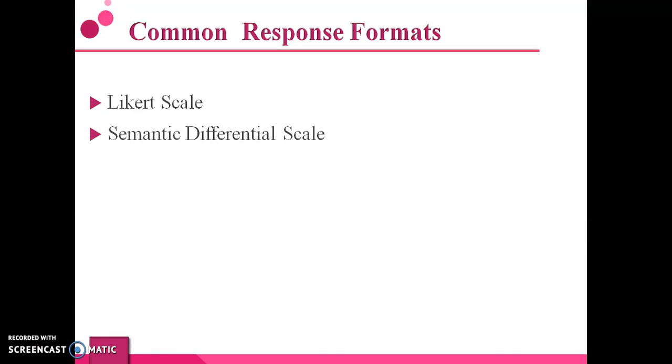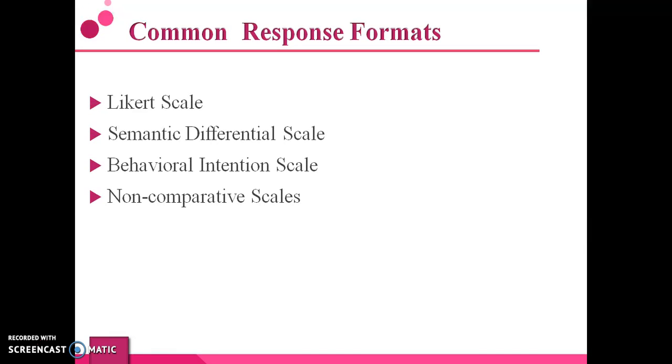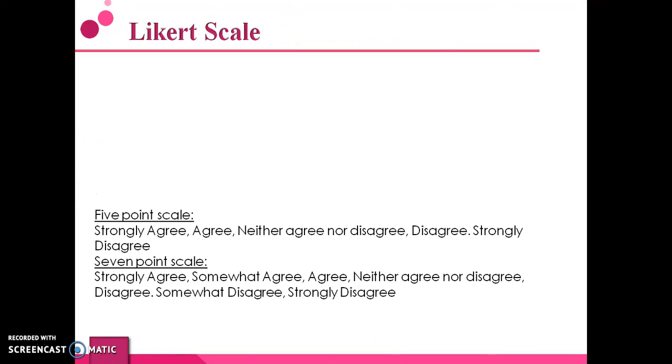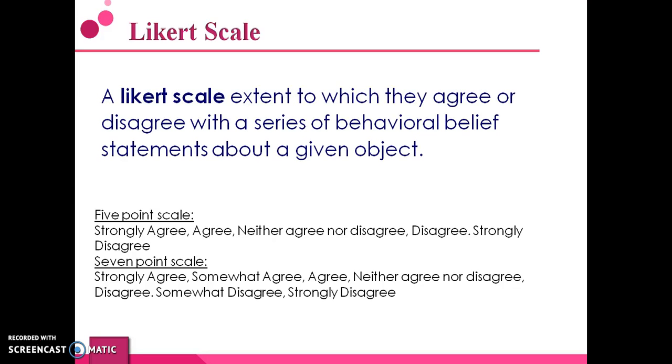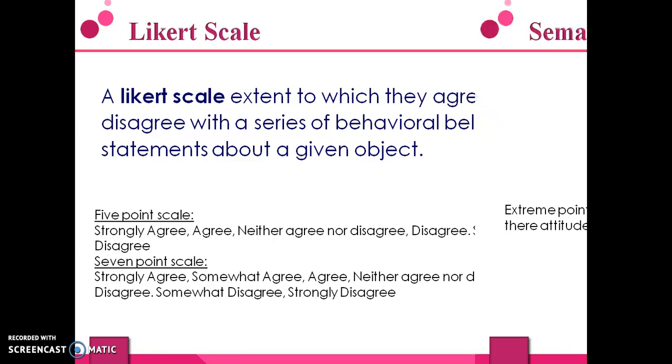In common response formats, there is a secondary type of scaling, which we classify into Likert scale, semantic differential scale, behavioral intentional scale, non-comparative scales and comparative scales. The Likert scale is the one we use most, the 5-point scale; 7, 9 and 11-point scales are also there. Depending on the intention of the researcher in getting responses from the respondents, we use the Likert scale. The Likert scale measures the extent to which they agree or disagree with a series of behavioral belief statements about the given objective.